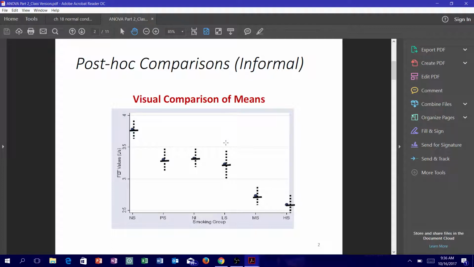But again, this is all just an informal analysis before we run an official analysis. Same for light smokers and moderate smokers, they do not overlap. So that's an informal way to look at the data and preliminarily tell if the groups are different from each other, or if their means are different from each other or not.